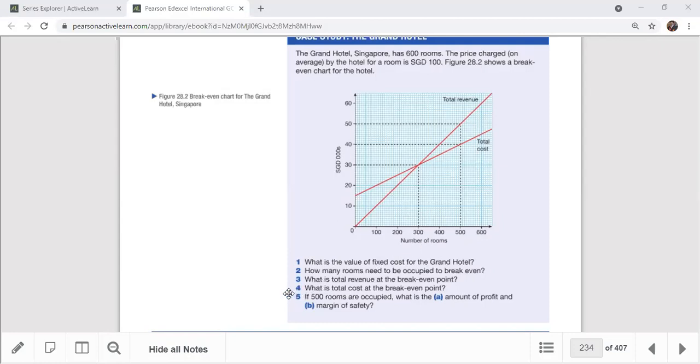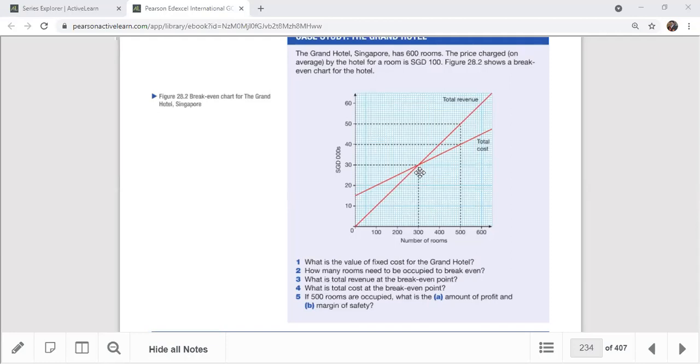Question number 3 asks what the total revenue is at the break-even point. From the break-even point you go across to the total revenue. The vertical axis is always total revenue and total cost. Here total revenue is 30,000 Singapore dollars. So total cost and total revenue are both 30,000. At this break-even point of $30,000, there is no profit or loss.